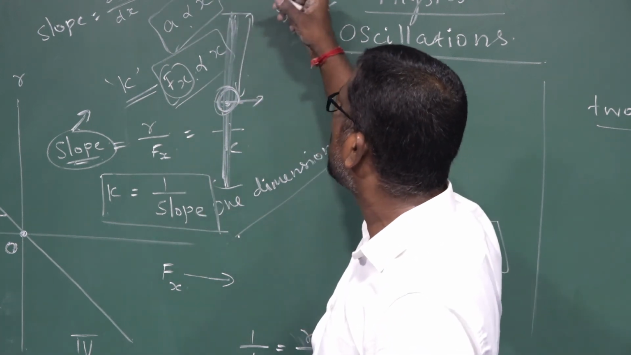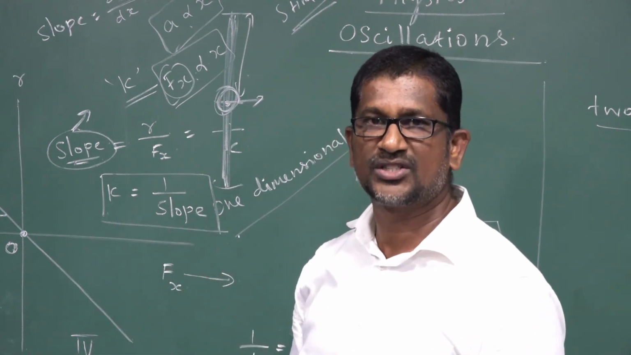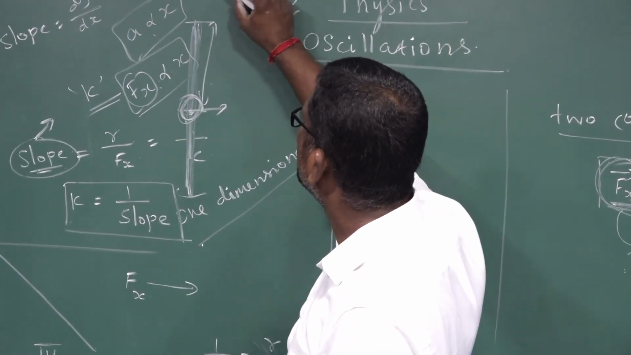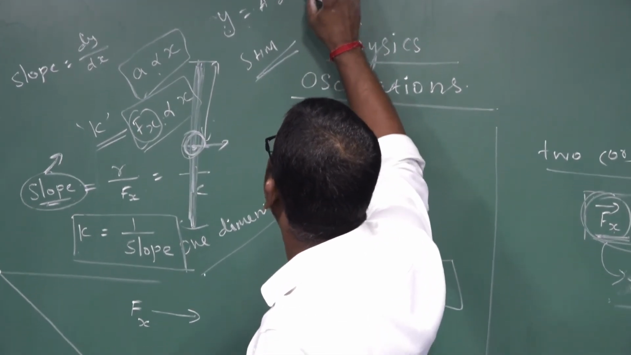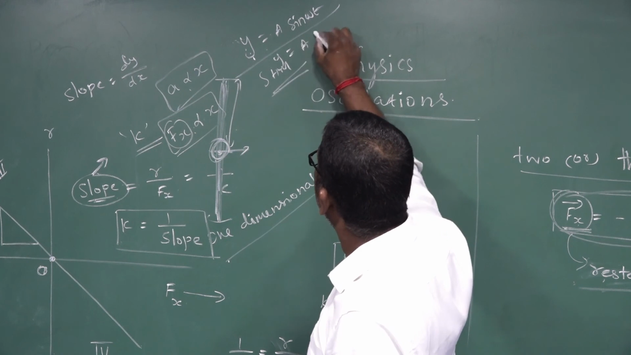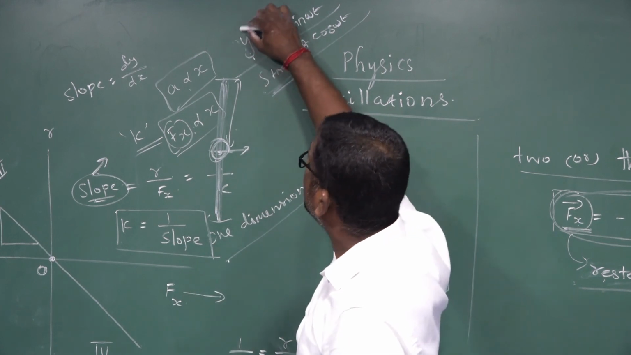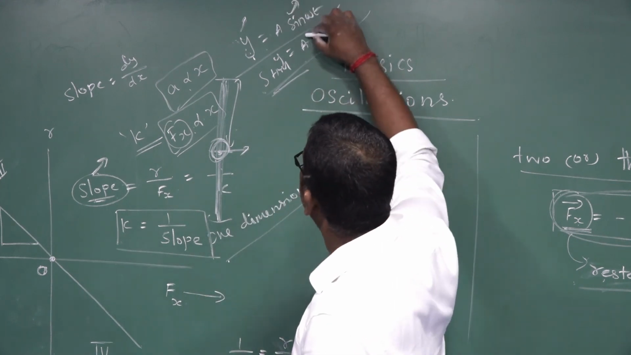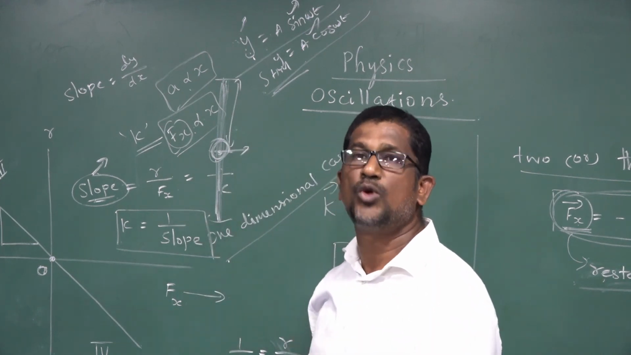Generally, simple harmonic motion is expressed in either a sine function or a cosine function. For example, if the displacement of the particle executing simple harmonic motion is represented by y equals a sin omega t, or otherwise y equals a cos omega t. In simple harmonic motion, the displacement, acceleration and velocity of the particle can be expressed in either sine or cosine wave function. So that is why this oscillatory motion is called simple harmonic motion.